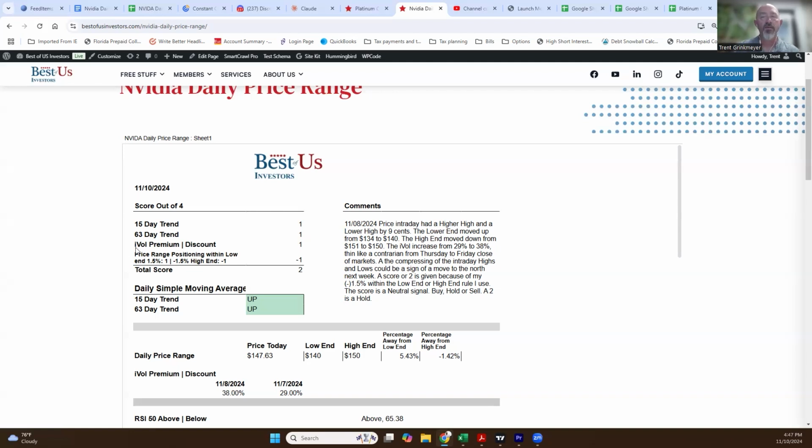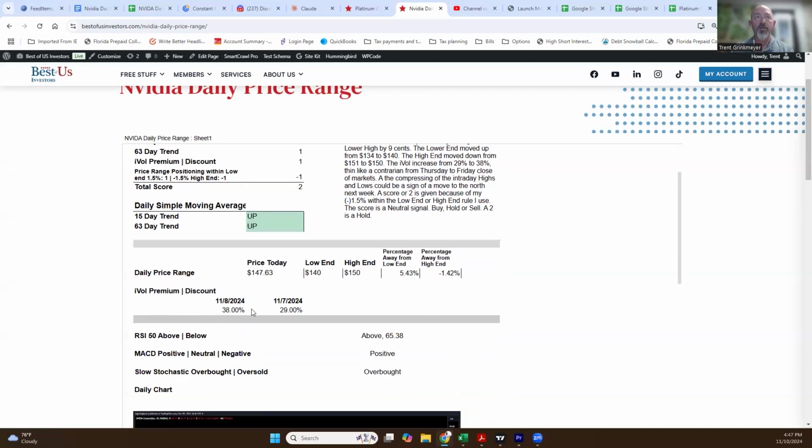Second thing I look at is option premium and discount on NVIDIA put options. The question I have, in thinking from a contrarian point of view, is if the market believes NVIDIA stock is going to go lower, they will hedge their position by buying puts. The mechanics behind buying puts actually becomes a bullish signal. So if you see an enormous growth in vol premium, right down here, we see that on Thursday, the 7th of November, it was at a 29% premium.